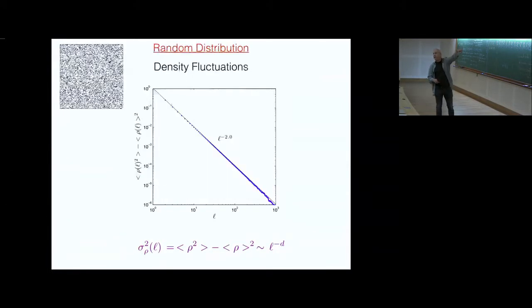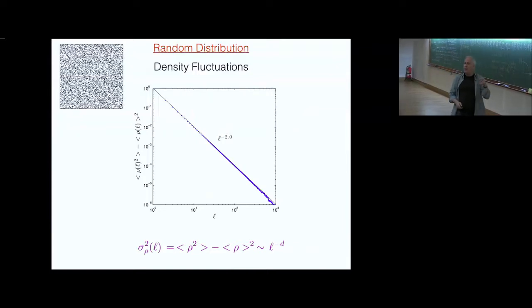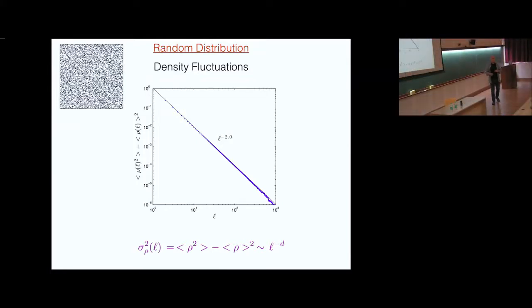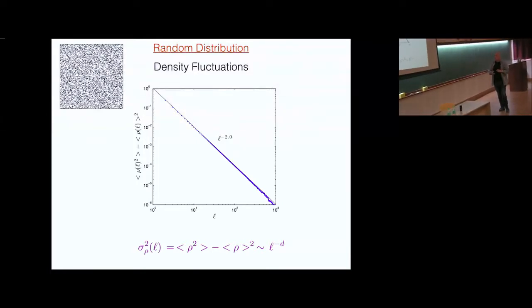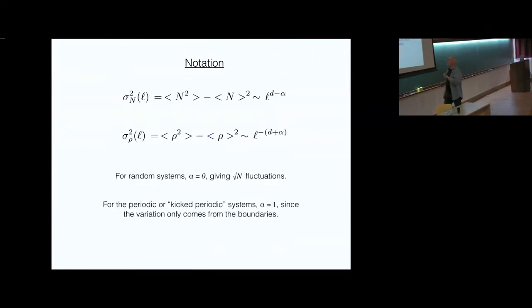If I do the same trick, plotting the density variance, the density fluctuation, as a function of the size of my circle, I get a straight line on a log-log plot. However, my power is different. It's what I said. This was written over there. Okay? Now, here's my question.